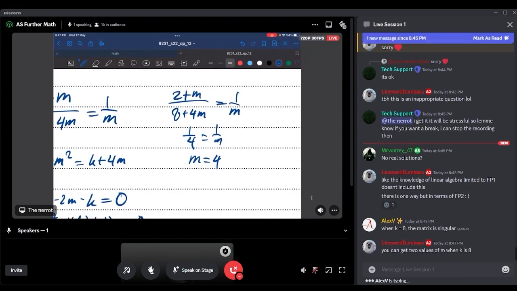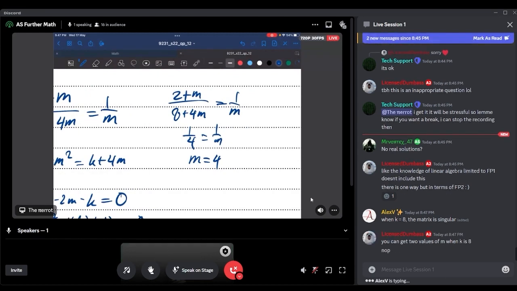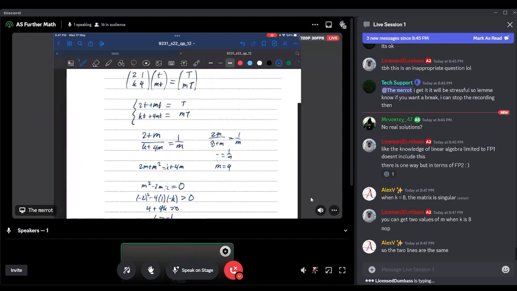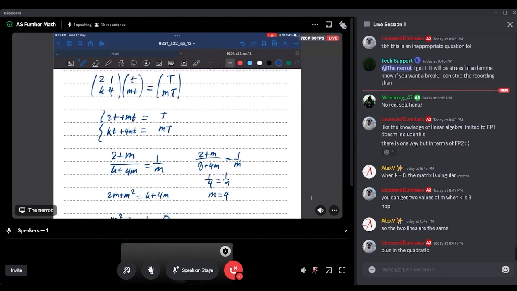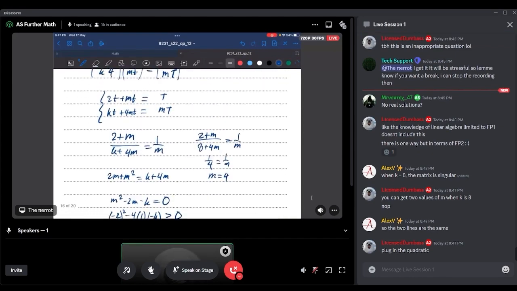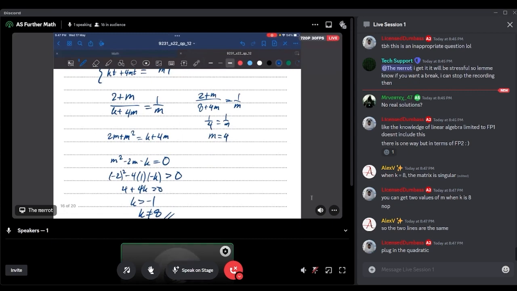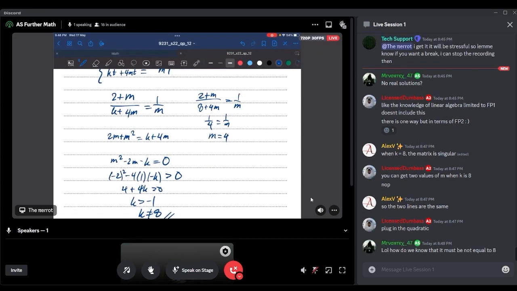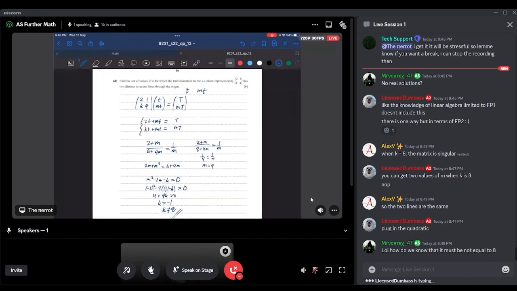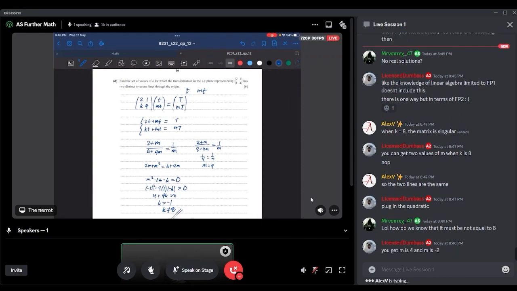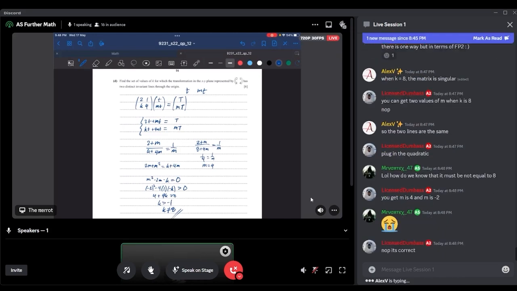You can get two values? I thought it's just one. Plug in the values in the quadratic. I guess it's 2, but wait, let me see. Maybe I have done something wrong again. Minus 8. You get two values. Minus 2? Yeah, m is minus 2.